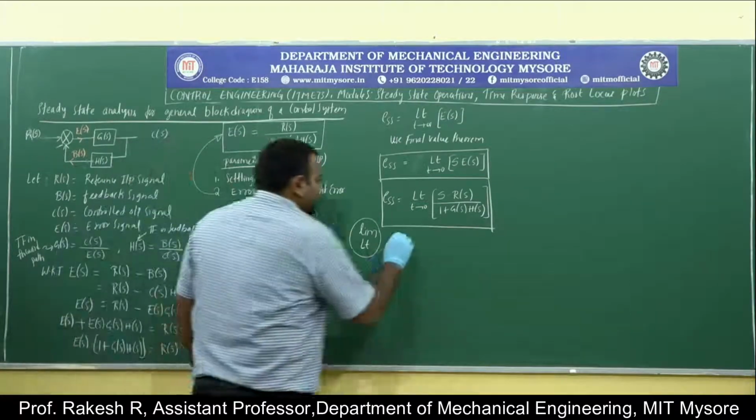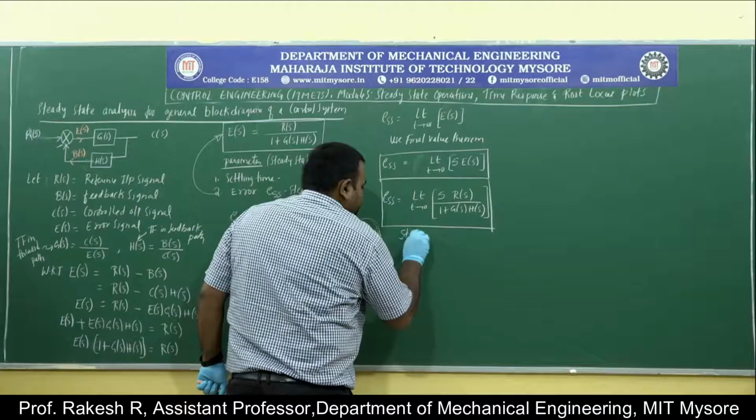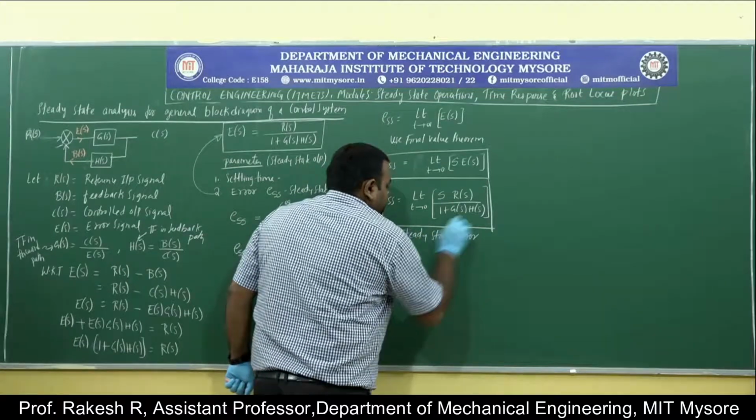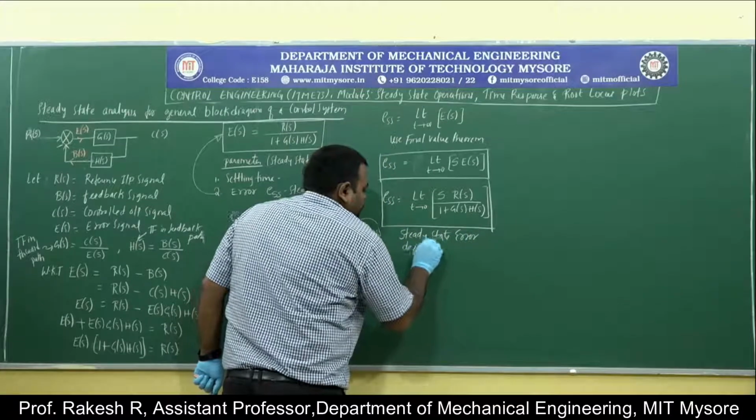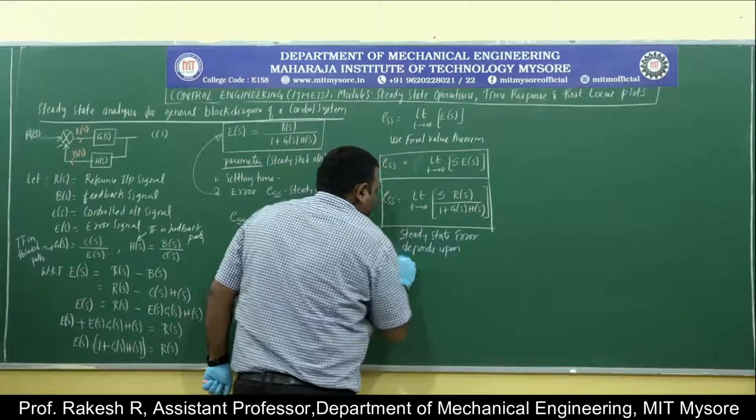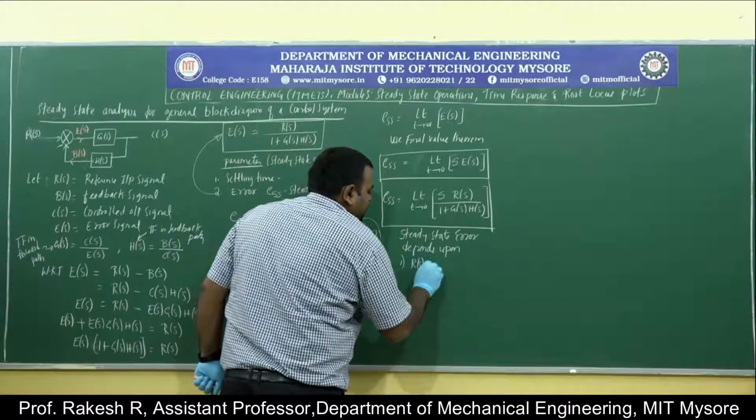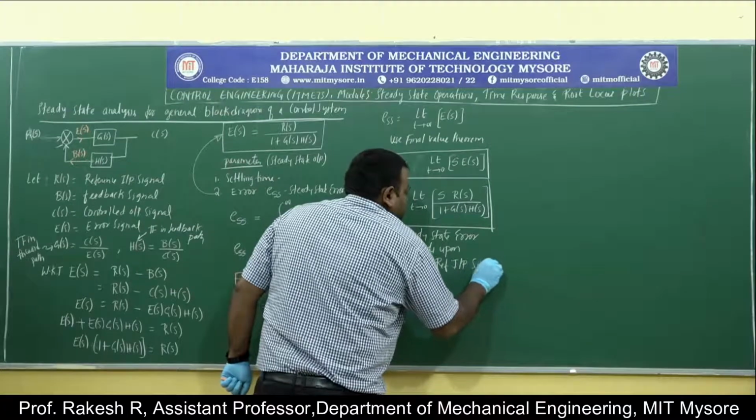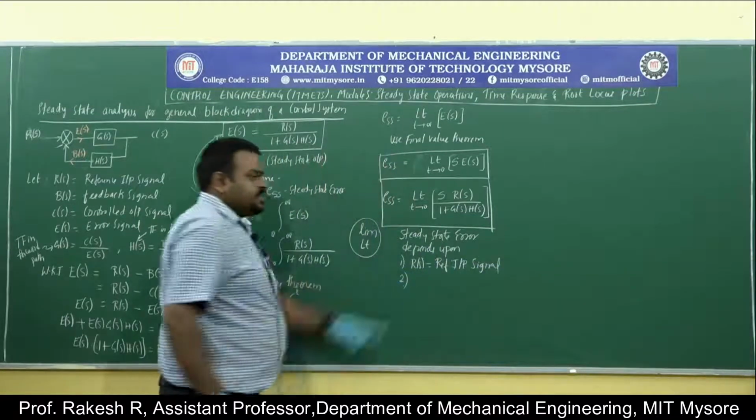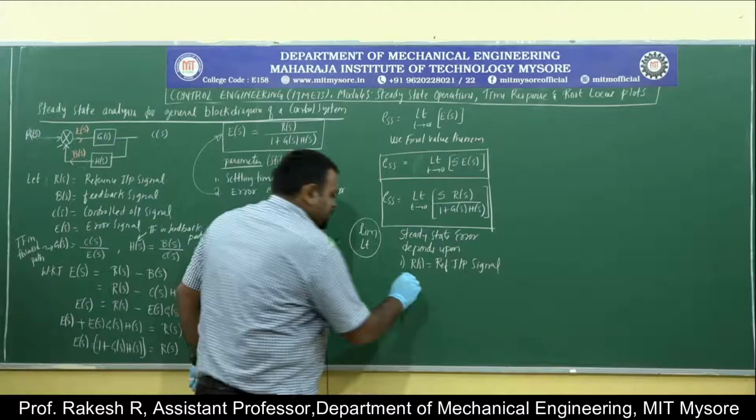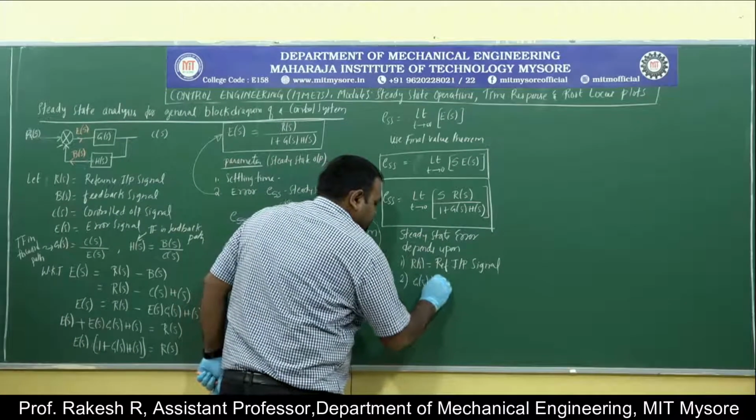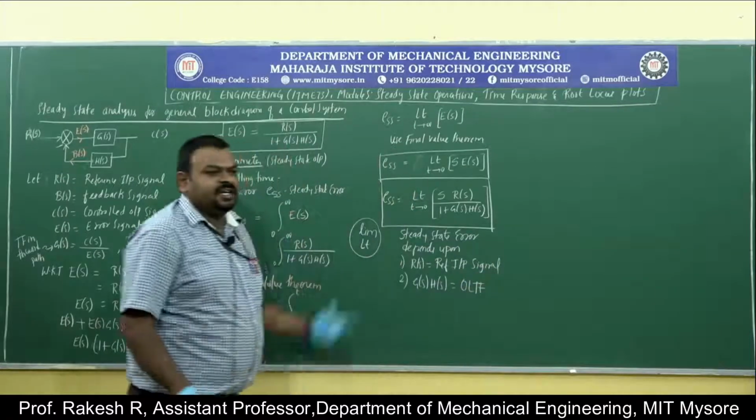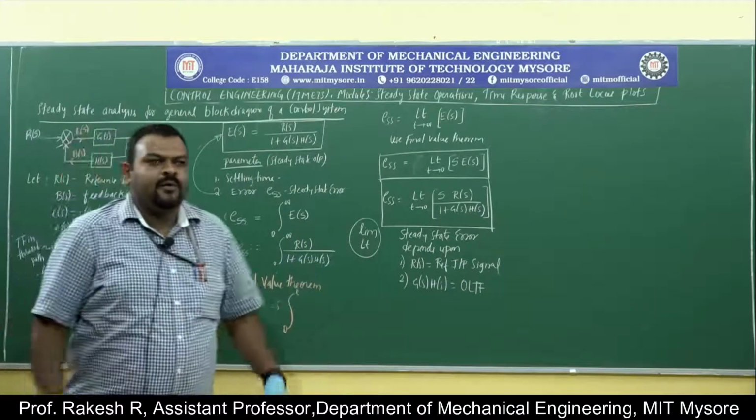Again, steady state error depends upon number 1, R of S. What is R of S? It is a reference input signal. And number 2, what is this? G of S into H of S. G of S into H of S is nothing but the open loop transfer function. Steady state error depends upon these two parameters.